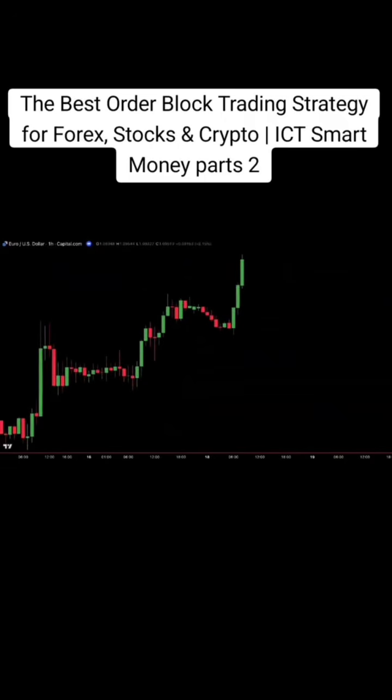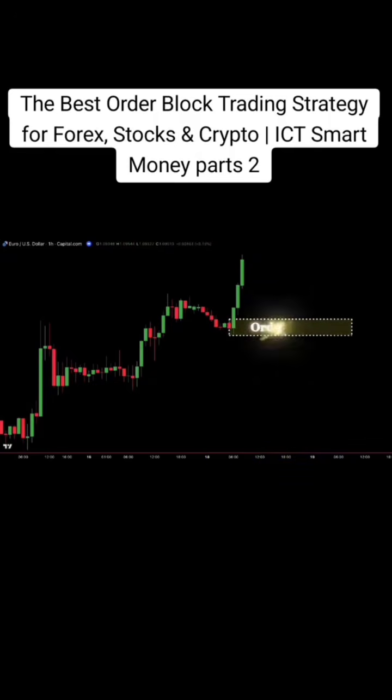Alright, now let me walk you through a trade example so you can see exactly how this strategy works in real market conditions. Here we're looking at the Euro-US dollar 1 hour chart. First, notice how the market is trending upward, creating higher highs and higher lows. This tells us buyers are in control.